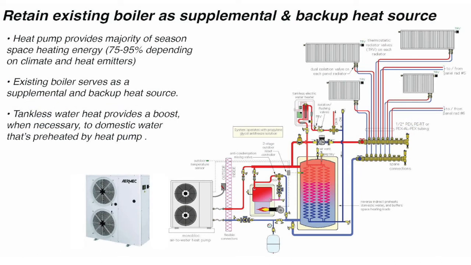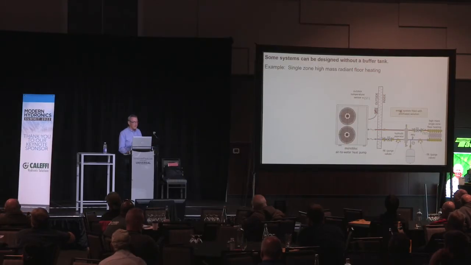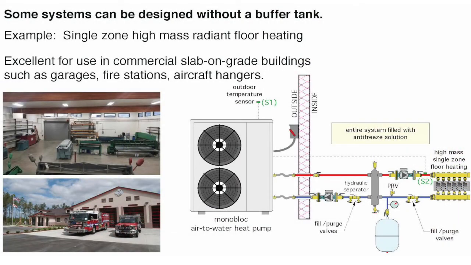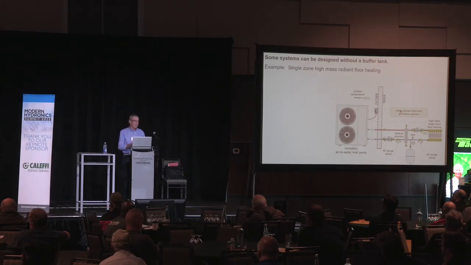Domestic water is preheated by the coils in the tank and boosted by that tankless electric water heater. So hopefully you're seeing a variety of solutions. Almost done. Here's a really simple application. I think this one is sometimes overlooked. No buffer tank, just a hydraulic separator between the monoblock system and a high mass single zone load. All right, we don't need a buffer tank if we've got 50 yards of concrete in a floor with tubing going through it. We've got a lot of thermal mass, but we gotta be careful. I stress single zone.